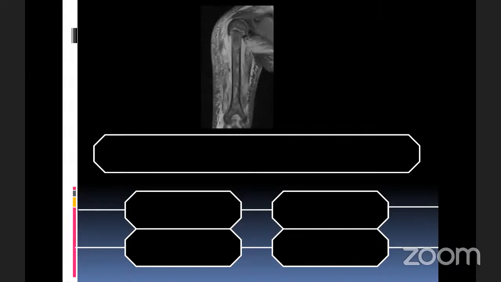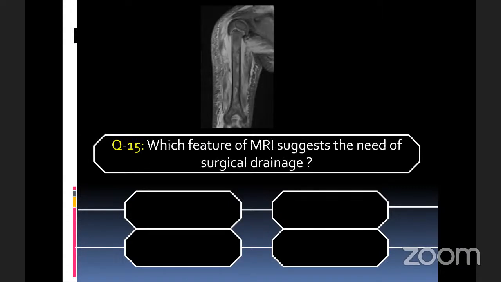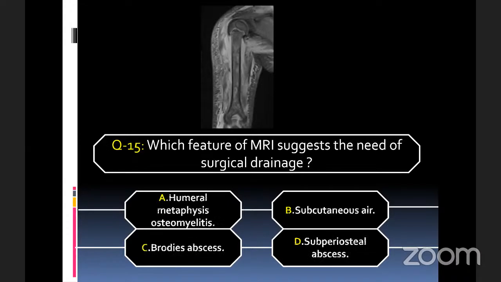The next question is, an MRI picture has been shown here. Which feature of MRI suggests the need of surgical drainage? Humeral metaphyseal. Ankit or anyone? Subperiosteal abscess. Exactly. So subperiosteal abscess needs to be drained, any abscess that cannot be taken care of by antibiotics. Subcutaneous air. Brodie's is a long-standing disease. So subperiosteal abscess is the correct answer.